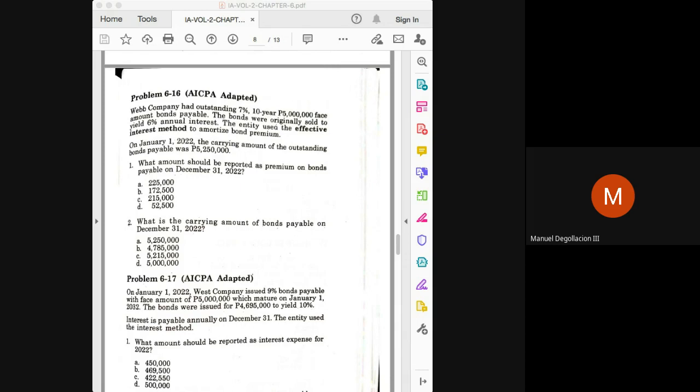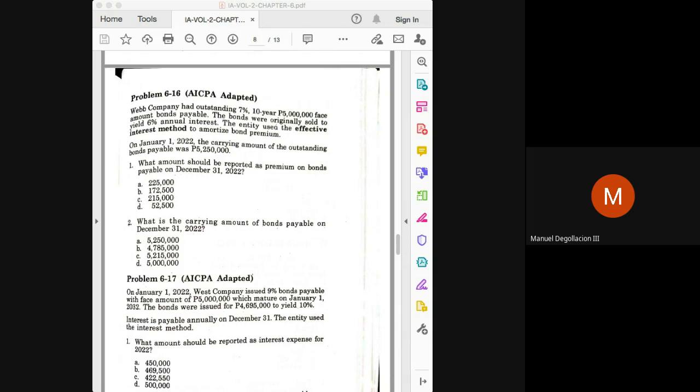Okay, so to recap the second year, the interest expense will be 312,900. The amortization on the premium would be 37.1. The remaining or the unamortized premium as of December 31, 2023 would be 177.9, and then the carrying amount of the bond after 2 years would be 5,177,900.